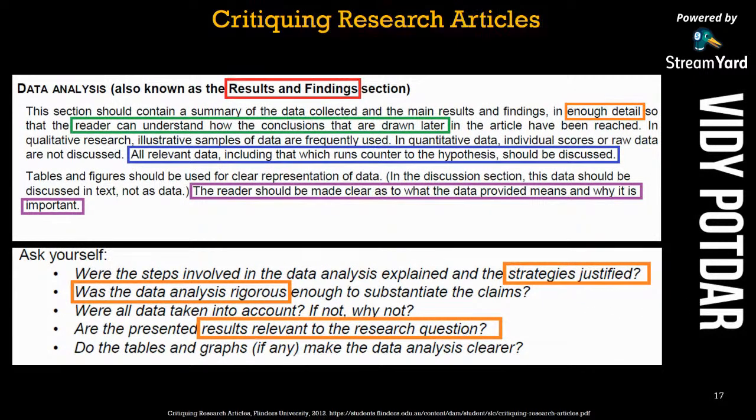Okay, now let's move on to the data analysis section, and what is it that you can review here. In the data analysis, or you can also refer to it as the results and findings section, this is a section where the authors would discuss their results. What did they find? How did they answer the research question? When explaining their research, all the relevant information should be disclosed or discussed.